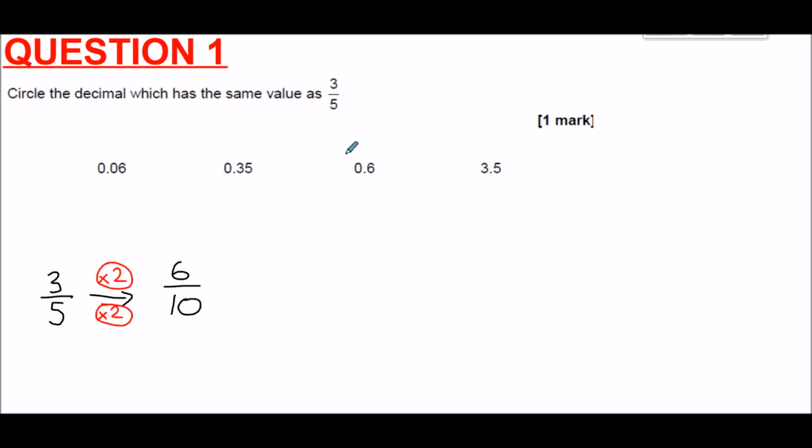So if you can remember that the first unit after the decimal is a tenths column, that should hopefully show you straight away that it's going to be this one here. If not, what you could do is multiply both top and bottom by 10 again. 6 times 10 and 10 times 10. And what you'd get then would be 60 out of 100, which as a percentage means 60%.